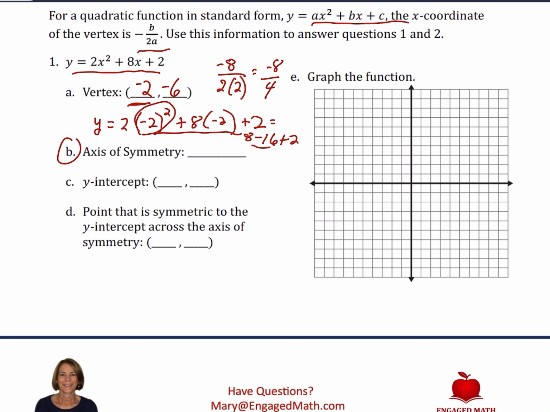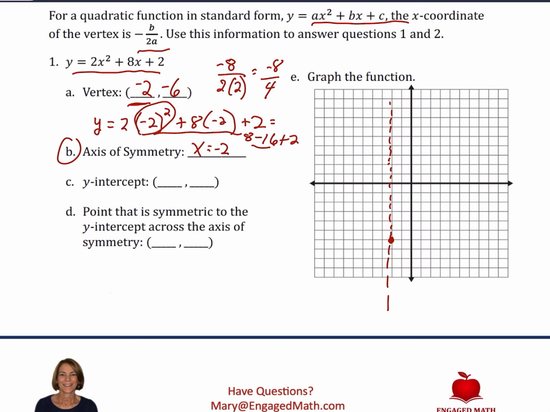As we discussed before, the axis of symmetry goes right through the x-coordinate of the vertex. So in this case, it's negative 2, and we're going to graph that right now. So let's look at the point negative 2, negative 6, right here. Sorry, it's this point right here. And then this is going to be our axis of symmetry right through the x-coordinate of x equals negative 2. So it's a vertical line.